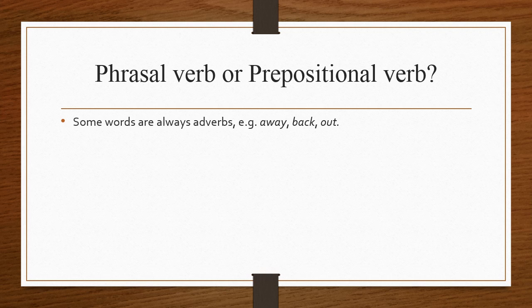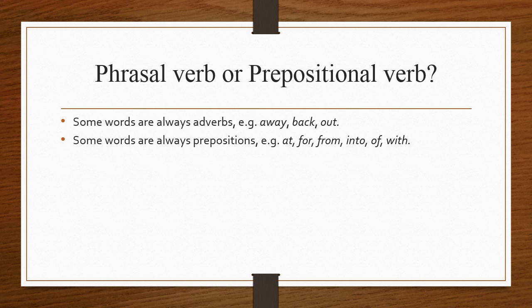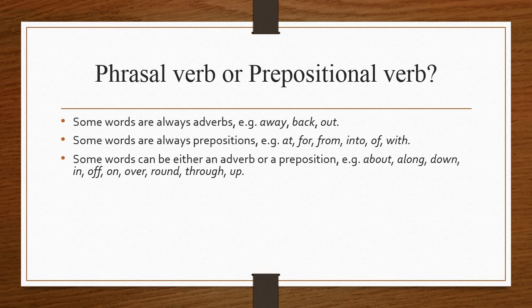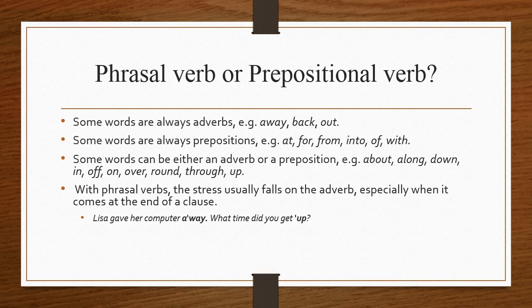Some words are always adverbs like away, back, or out. Some words are always prepositions like at, for, from, into, of, with. So when we get these words, we can say they are prepositional verbs. And when we get away, back, or out, we can say they are phrasal verbs. But some words can be either an adverb or a preposition like about, along, down, in, off, on, over, round, through, and up. In such cases, we need to look at the context and see if it has an object, and whether it goes before and after the object also. By that means we can understand if it's a phrasal verb or a prepositional verb.